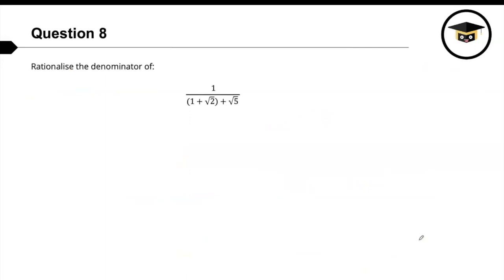All right, question 8, rationalize the denominator of this. So how on earth do we go about doing something that has 2 irrational parts on the denominator? It's quite simple. We just treat this first part as the rational part, and then we do it twice over. That's why this is in brackets. So what we're going to do is multiply by the conjugate. The conjugate in this case is going to be 1 plus root 2 minus root 5. So we do 1 plus root 2 minus root 5 over 1 plus root 2 plus root 5.